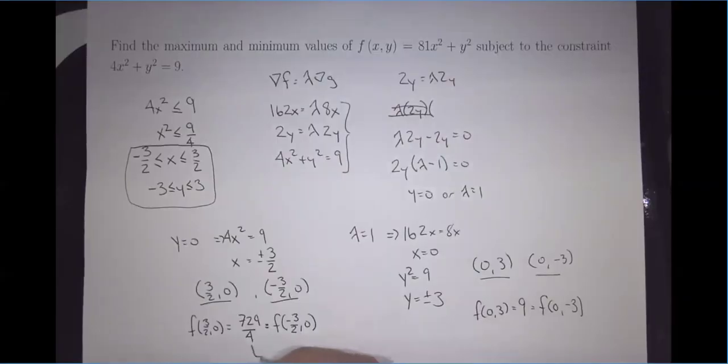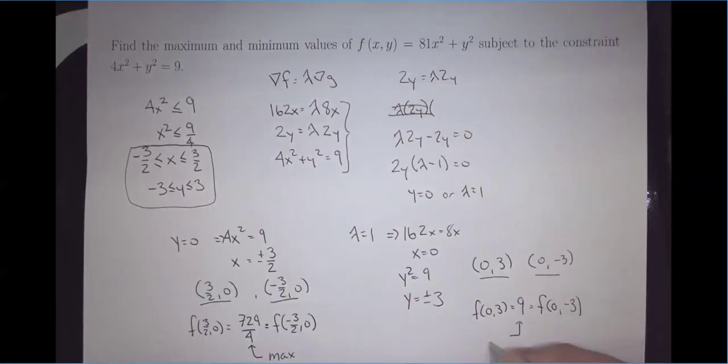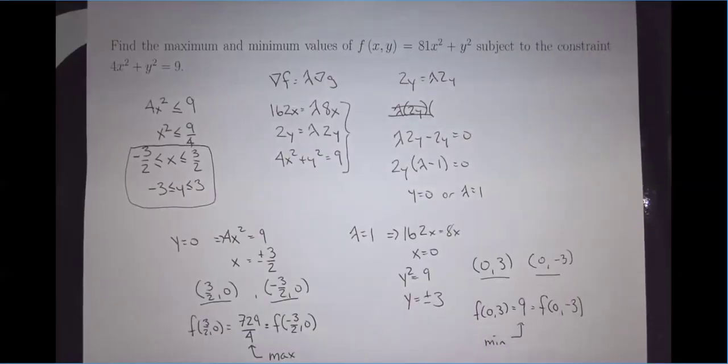So that makes this the maximum value, and this the minimum value. So the minimum value occurs at 0, 3 and 0, negative 3. The maximum value occurs at 3/2 and 0 and negative 3/2, 0. So 2 max values, 2 min values on these possible intervals.